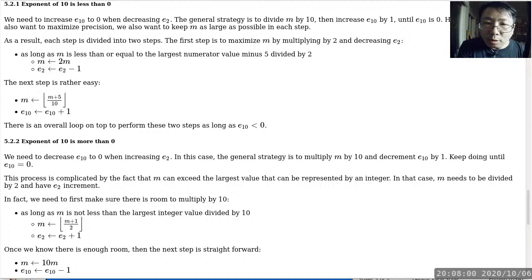And I'm already at the point. So as long as M is less than or equal to the largest numerator divided by 2 minus 5. Okay, so I just have to change that order. Divided by 2 minus 5. Okay. And let me republish this.